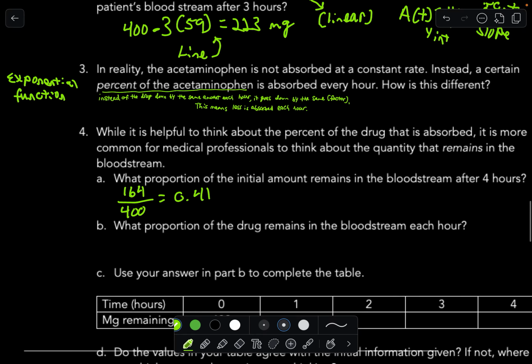So part B is a little bit trickier because they want to know what percent of the drug remains in the bloodstream each hour. Okay, so think about this. The way this works is they want to know what R is, where R is the rate, the absorption rate. So we start with the 400. That's our original amount. Now after 4 hours, that means we multiply by this R 4 times.